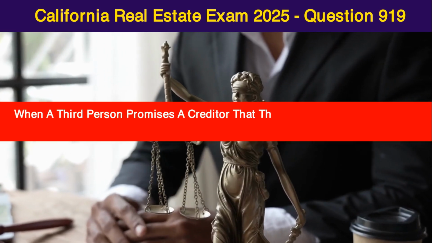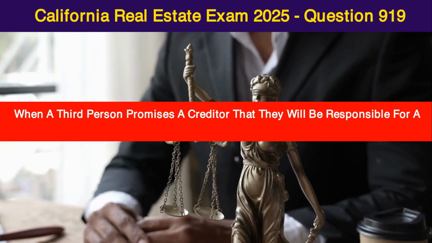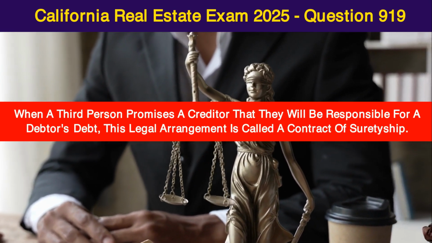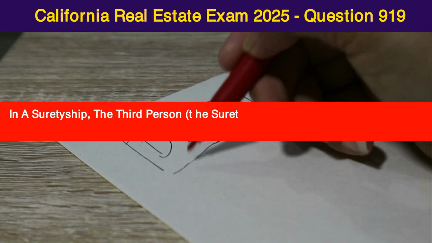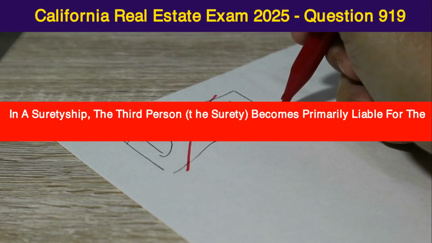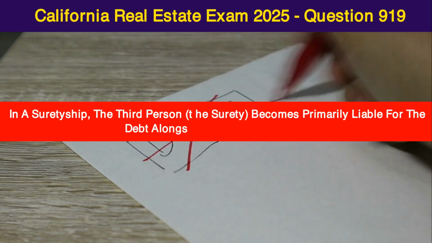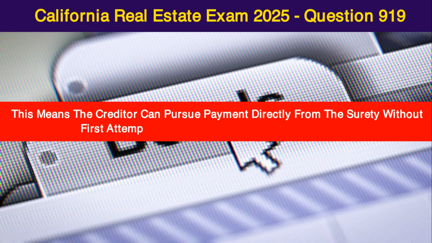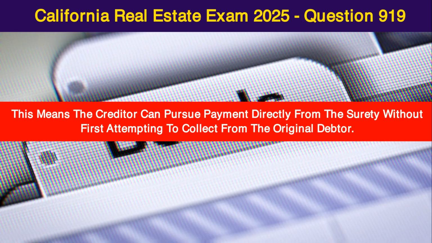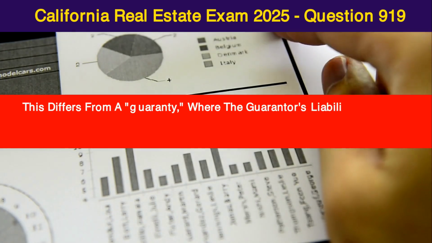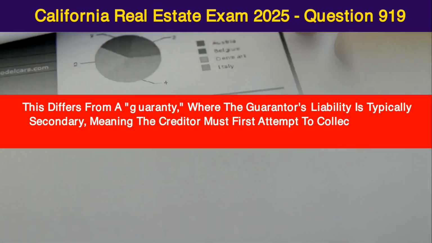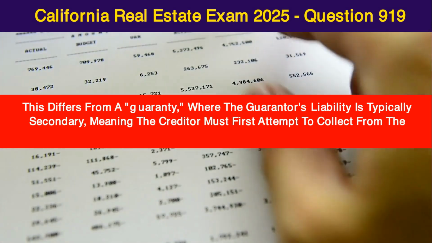When a third person promises a creditor that they will be responsible for a debtor's debt, this legal arrangement is called a contract of suretyship. In a suretyship, the third person, the surety, becomes primarily liable for the debt alongside the original debtor. This means the creditor can pursue payment directly from the surety without first attempting to collect from the original debtor. This differs from a guarantee, where the guarantor's liability is typically secondary, meaning the creditor must first attempt to collect from the principal debtor.